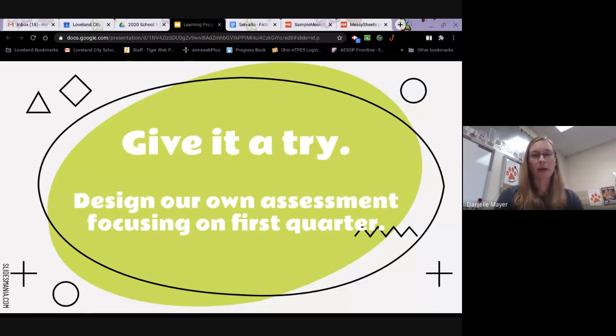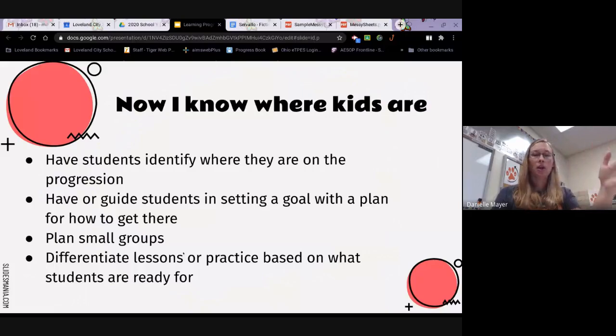All right, so now we're back. And now we know where our kids are, right? So we are giving them some sort of assessment, some sort of check-in where we can find out where they are on the progression. We know where they are. Now we have to help guide them to set the goal.